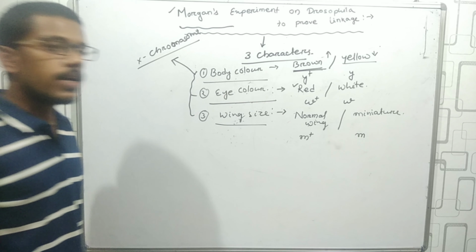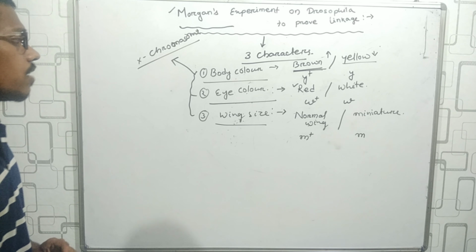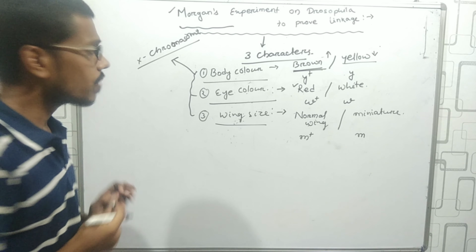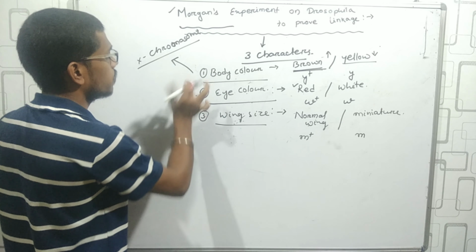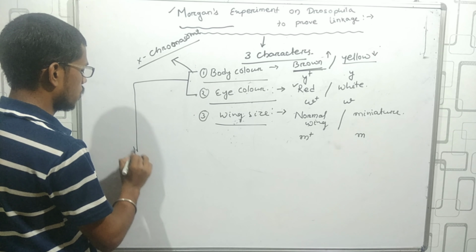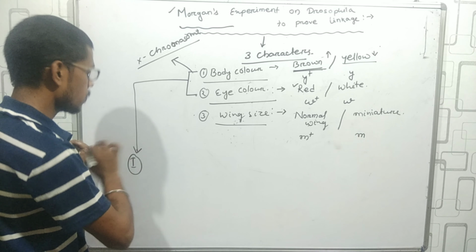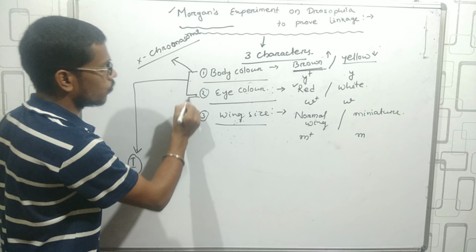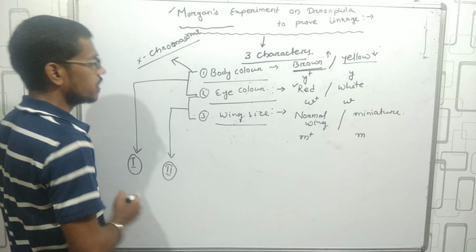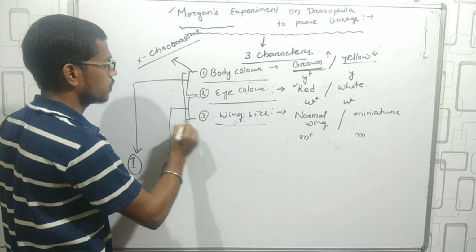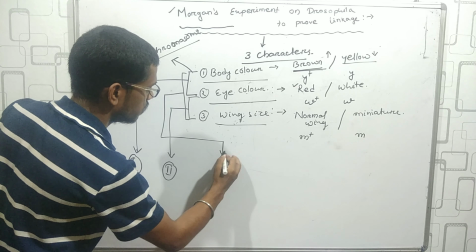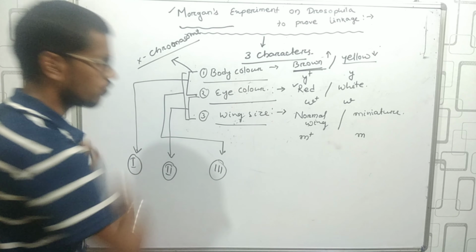During his experiment, Morgan performed three different dihybrid crosses. One dihybrid cross was between body color and eye color; this is dihybrid cross 1. Then eye color and wing size; this is dihybrid cross 2. Then he selected body color and wing size; this is dihybrid cross 3.